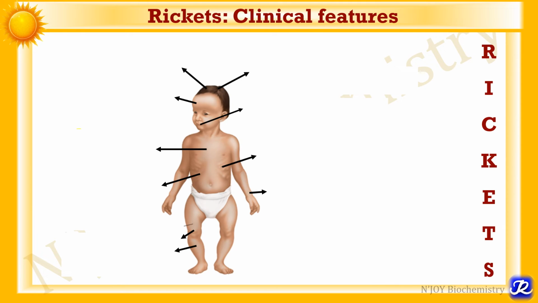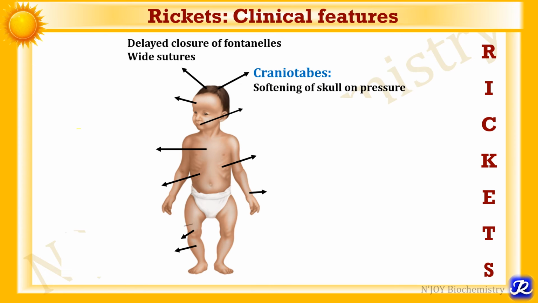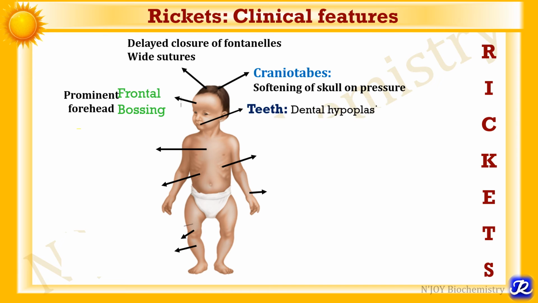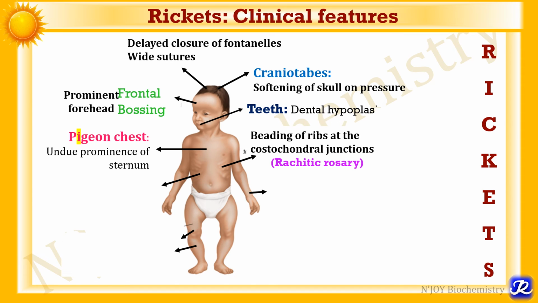Coming to the clinical features of rickets. In rickets, the various clinical features observed are delayed closure of fontanelles and wide sutures, craniotabes, which means softening of the skull on pressure. There is frontal bossing, that is prominent forehead. There is delayed dentition or dental hypoplasia. There is undue prominence of the sternum, which is called pigeon chest. Rachitic rosary, which is a beading of ribs at the costochondral junction. So this is a picture showing rachitic rosary.